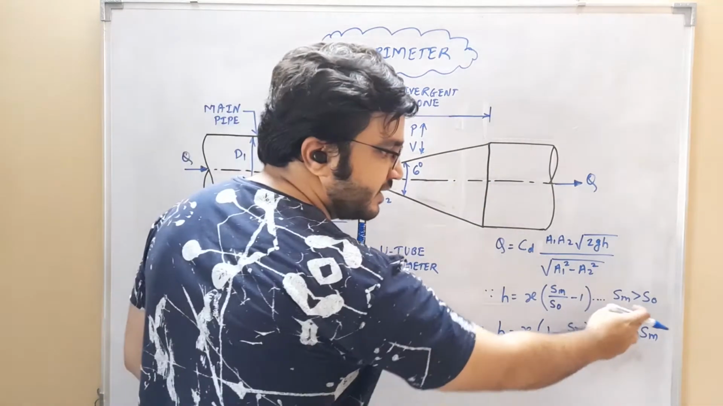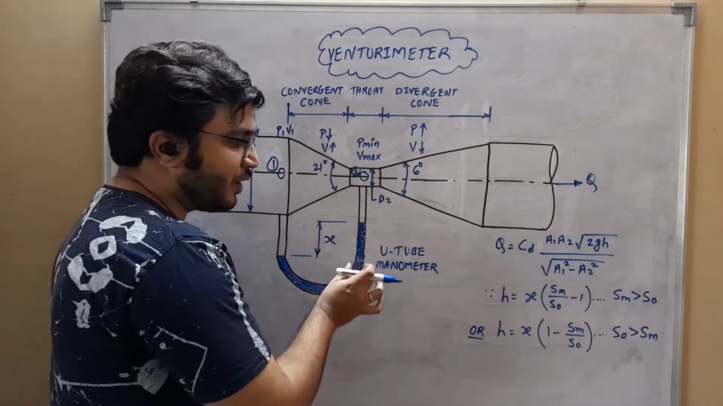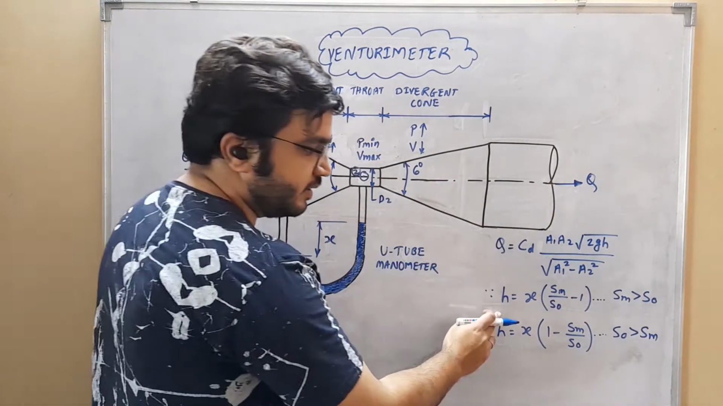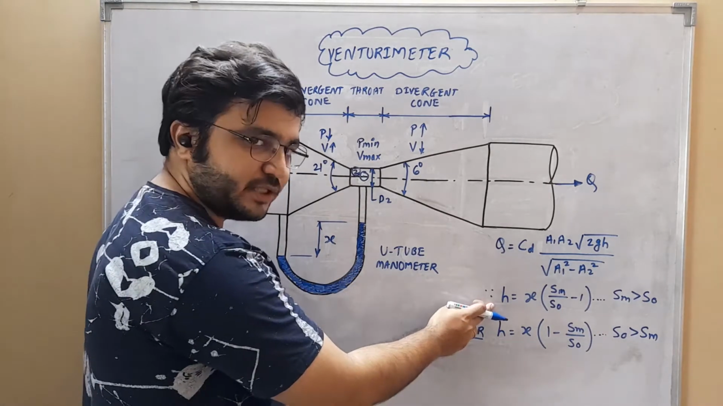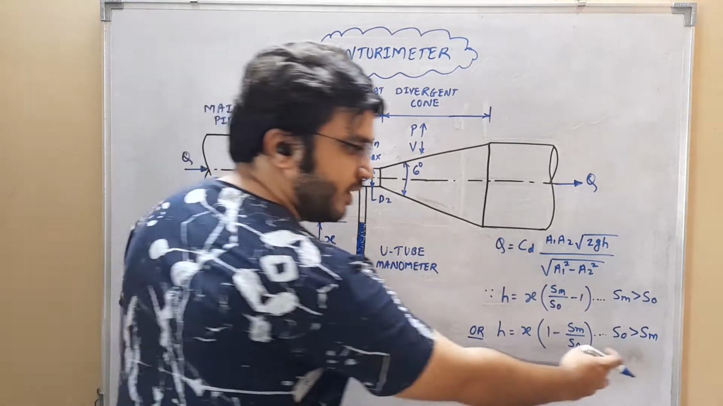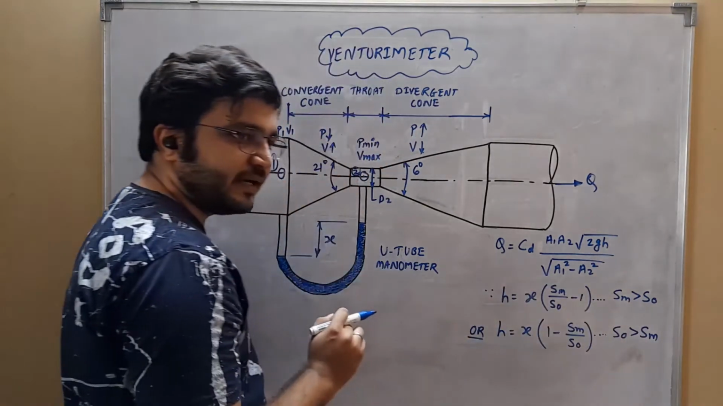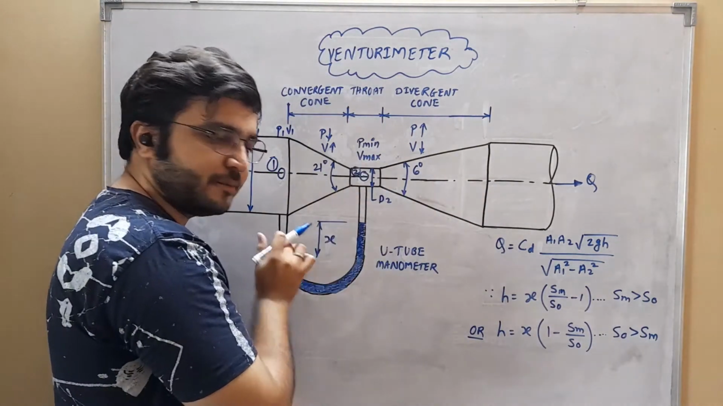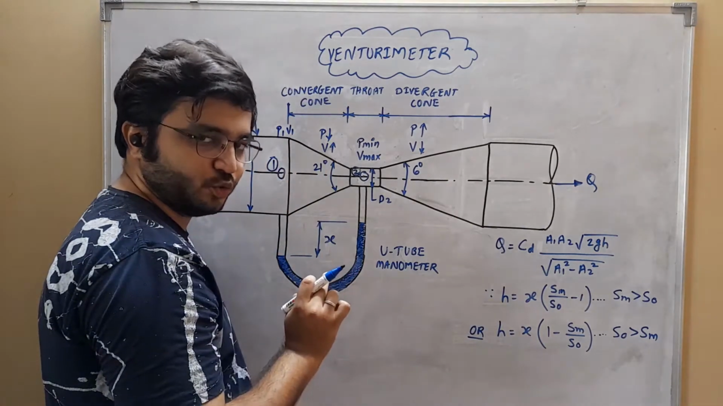So when this Sm is greater than So, that means the manometric liquid is heavier than the fluid flowing through the pipe. This formula is going to be used to calculate the pressure head difference. Whereas when the So is greater than Sm, that is fluid flowing through the pipe is heavier than the manometric liquid, this formula is going to be used.